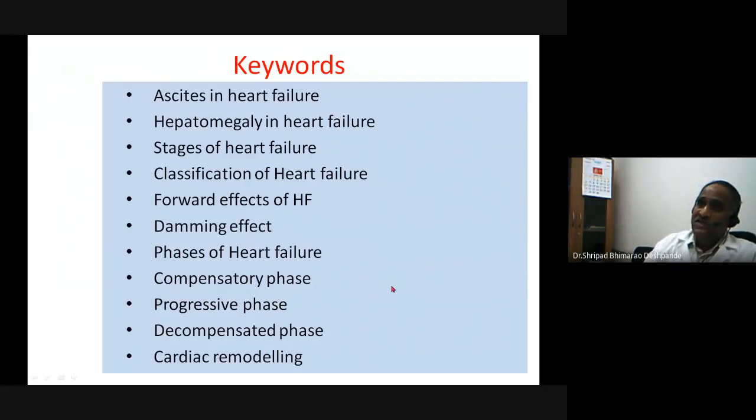Now, these are some of the keywords you can try to think about and make your own notes. The ascites in heart failure, hepatomegaly in heart failure, stages of heart failure, the classification of heart failure, the forward effects on the heart failure, damming effect, the phases of heart failure, the compensatory phase, the progressive phase, decompensated phase, the cardiac remodeling. These are some of the keywords you may like to ponder about, and think about and make your own notings.